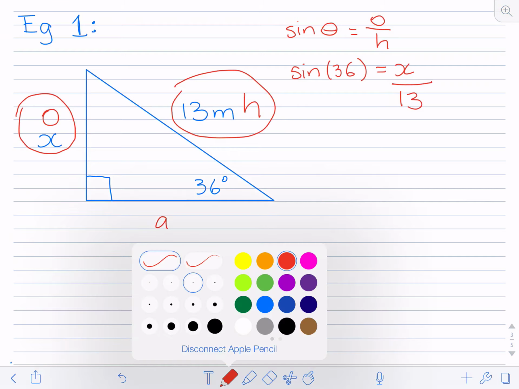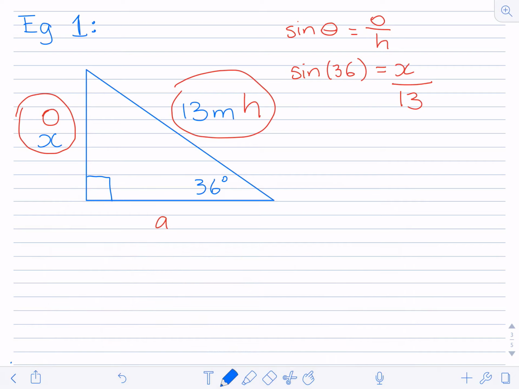The unknown here is x, and it's divided by 13. So the inverse or opposite of divided by 13 is to multiply both sides by 13. And that cancels that bottom one out. Now I'm left with x equals sine 36 times 13. And this is where it's so important to close that bracket. Otherwise, you won't get the correct answer. So now we just simply type that into our calculator. Sine 36, close bracket, times 13 equals.